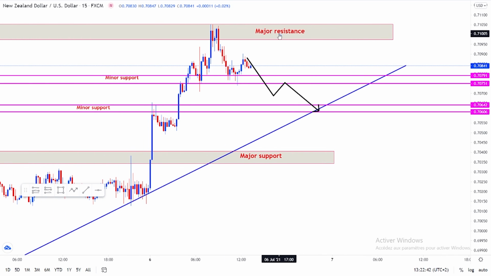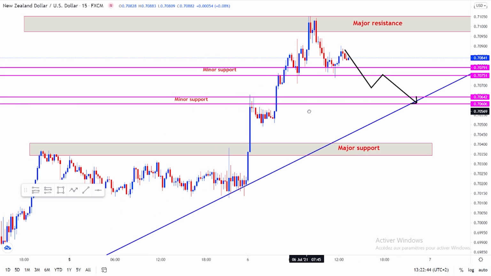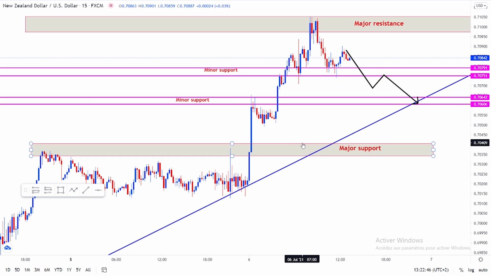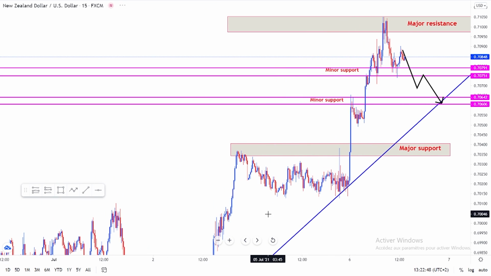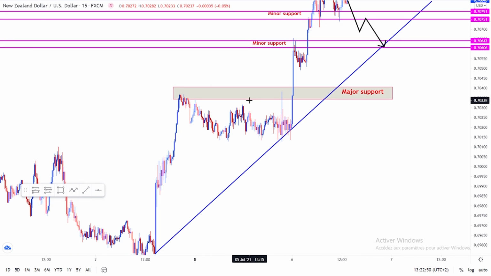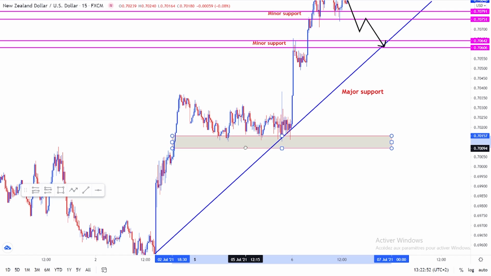So the same thing here. We have a major resistance and a major support. Basically, this is not the strongest support, but just to make my chart clean, and this is a very strong support. Let's make this. This is a very strong support.